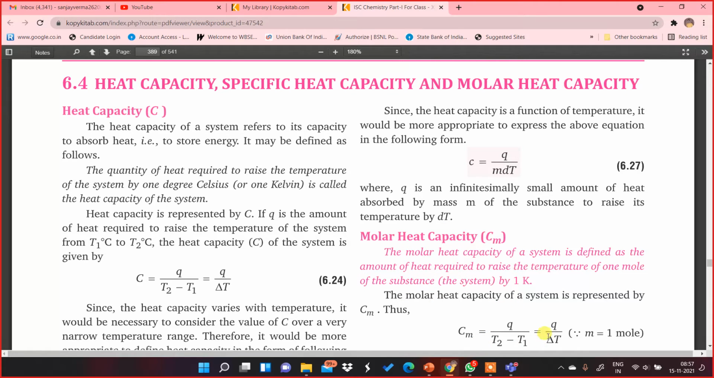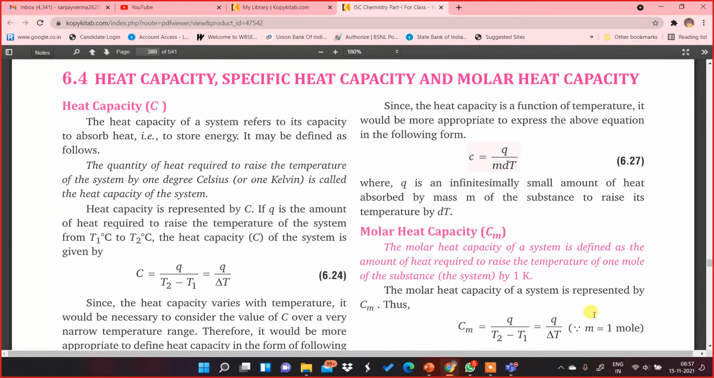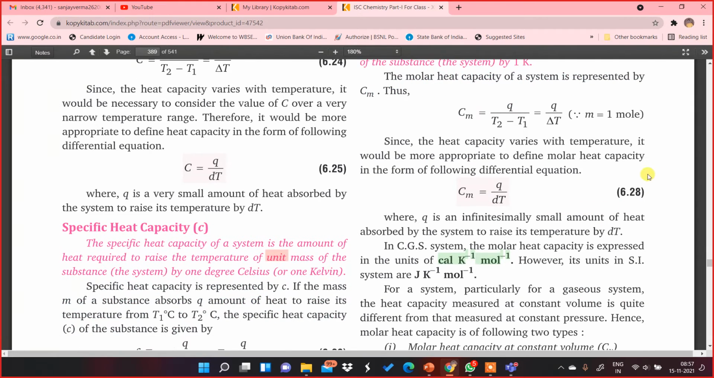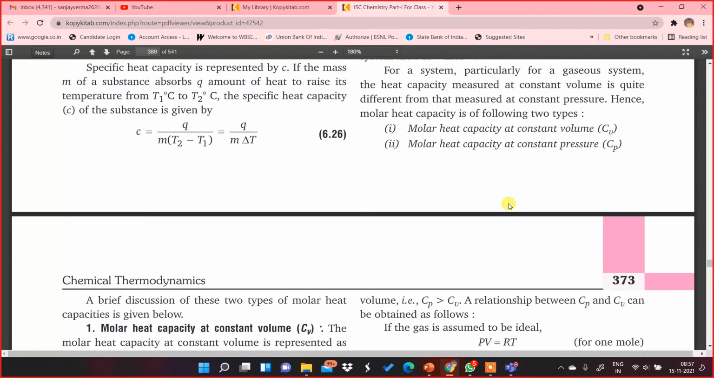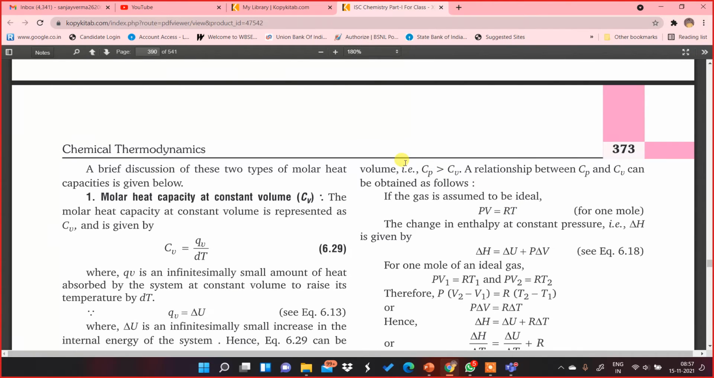Cm for 1 mole is Q by delta T. Remember this, learn this formula. This is equation 6.28, a differential equation. Then there is a derivation part. A relation between Cp and Cv is required. It's very, very important in class 11, so we'll discuss this briefly.